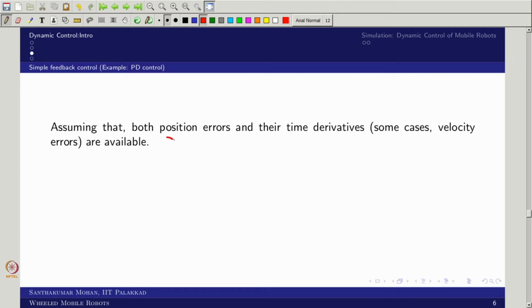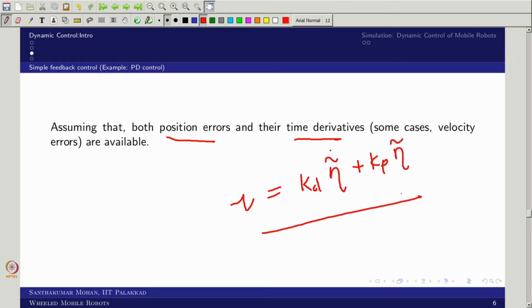In that sense, the position errors and their time derivatives are available to us. If these are available, what can I write? Kd into eta tilde dot plus Kp into eta tilde, I can assume as my tau and incorporate. This will work, but it depends on the choice of Kd and Kp. So Kd and Kp you have to tune. In most cases this tuning is a bigger issue, and that is why we are moving to the other control.